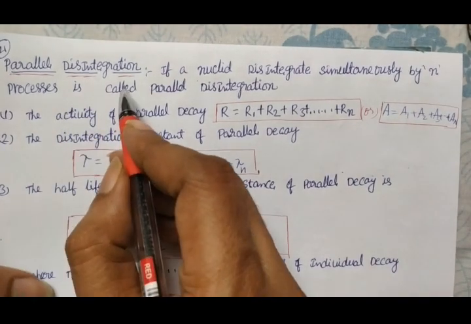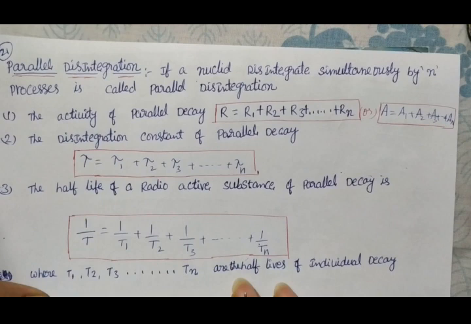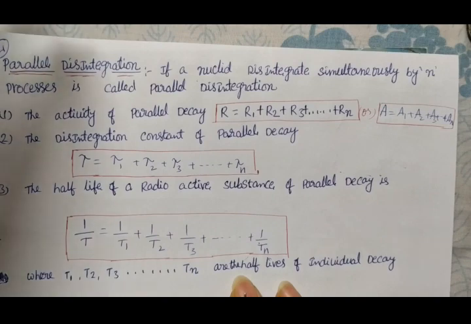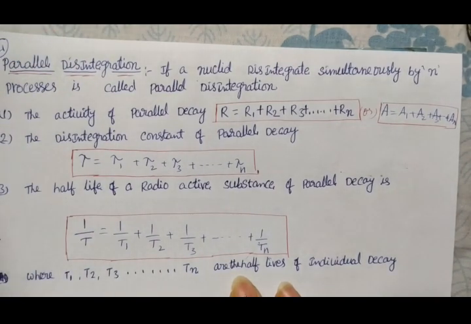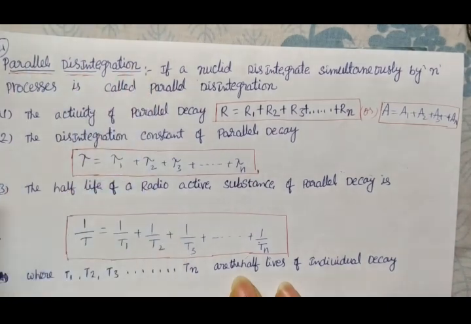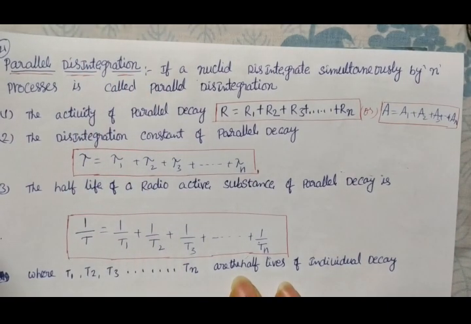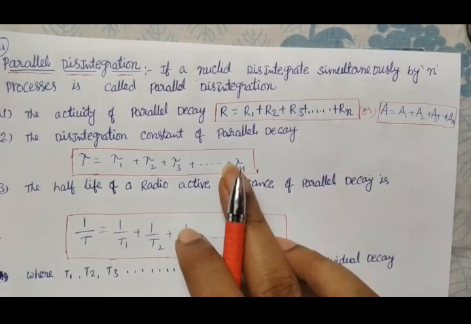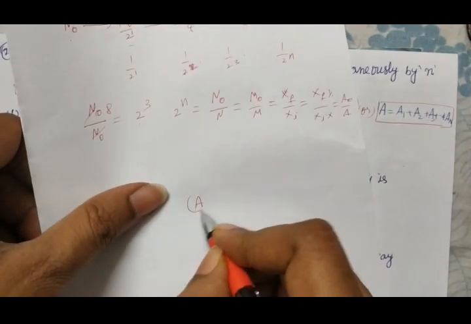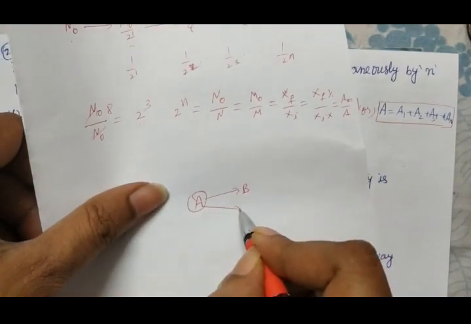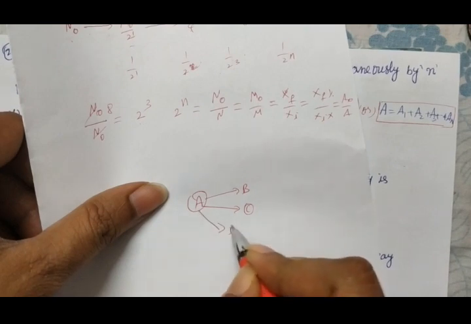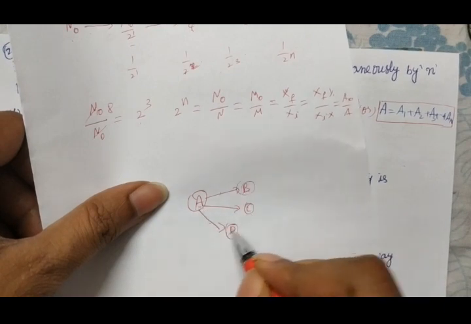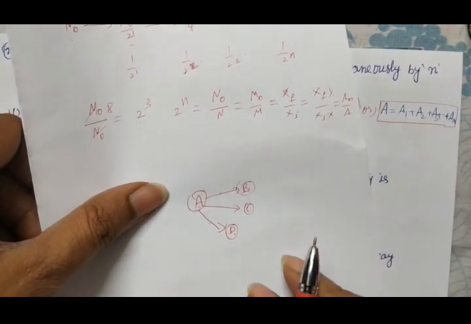Now about parallel disintegration. That means parent nuclei disintegrate in different ways and different paths and are converted into different nuclei. That is what we call parallel disintegration. That means one nucleus A is converted into B, and simultaneously A is also converted into C, and parallelly converting into D. One nucleus, different independent paths. The material is converted into other, different materials. These are called parallel disintegration.